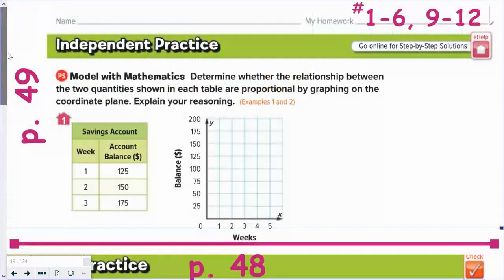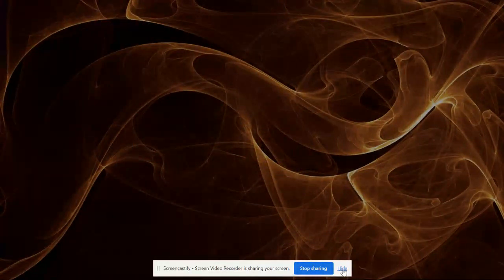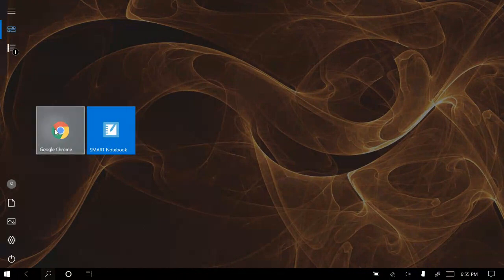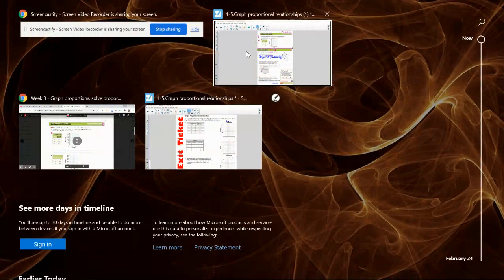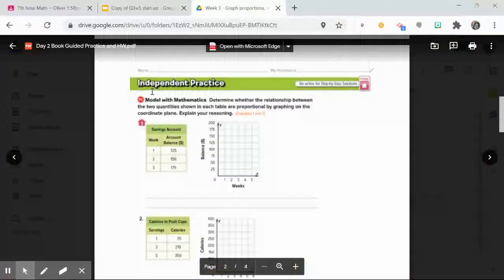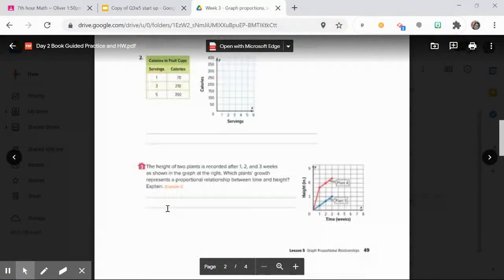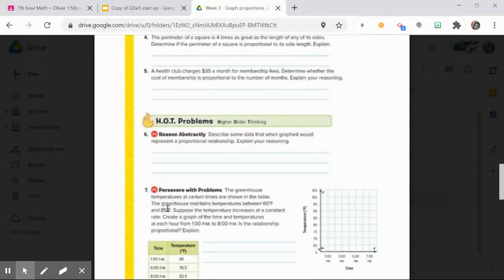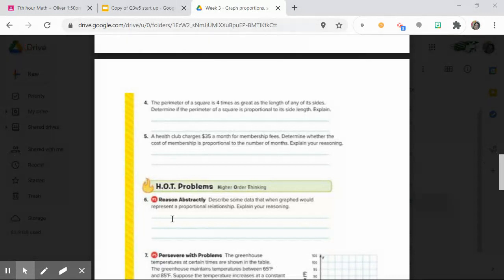Let's talk about homework. Your homework starts on page 49 but ends on page 51. You are doing 1 through 6 and 9 through 12. Let's take a look at those real quick. We start here on page 49. There's 1 through 3. Numbers 4 and 5 are more really-thinking problems, and so is 6.